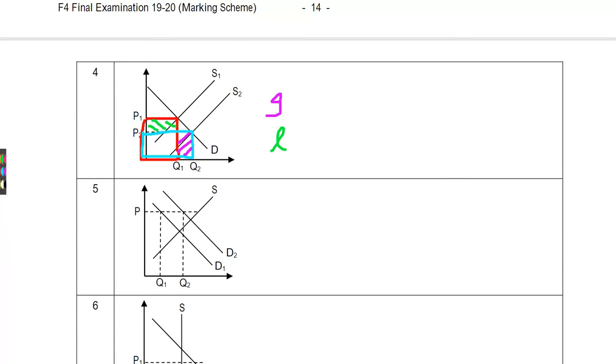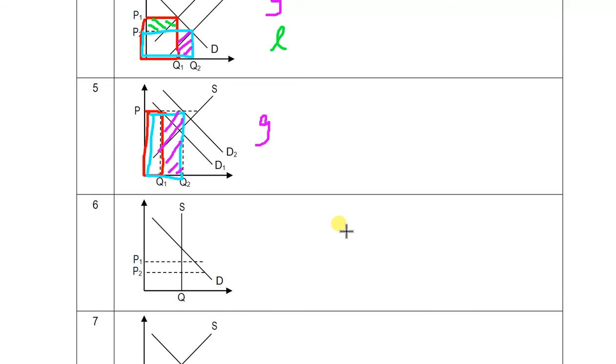Now for case 5, again we have to figure out where the initial is. The initial will be price times Q1, so this rectangle. The new one should be price times Q2. And obviously, we have a large rectangle with this part as the gain. So you can see that to find out the change, just compare the initial and the new. Then you can obviously find out the change.